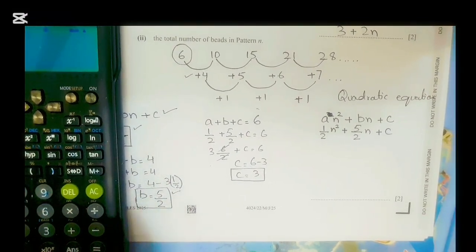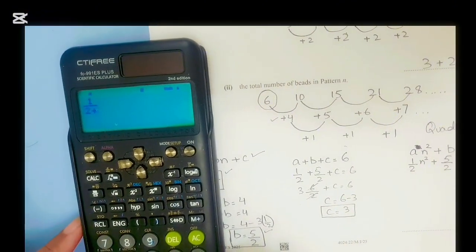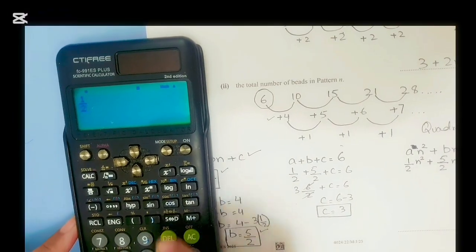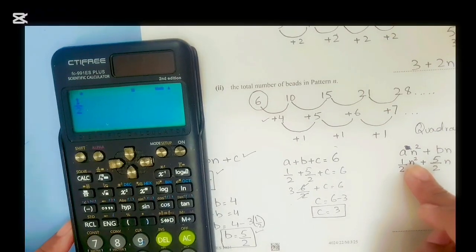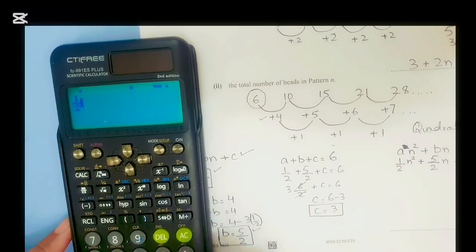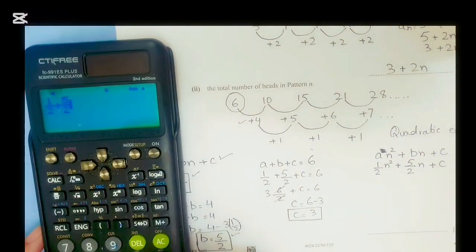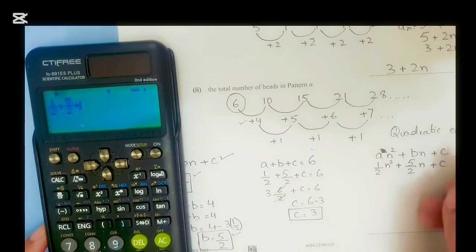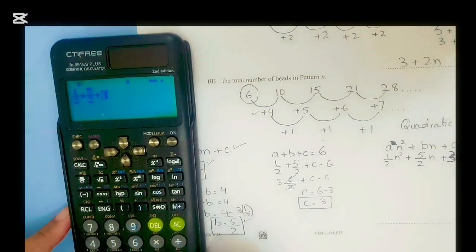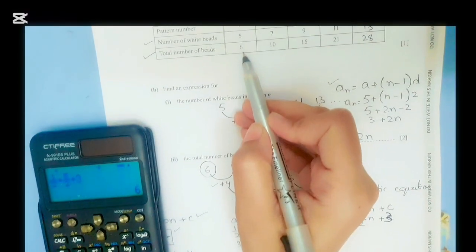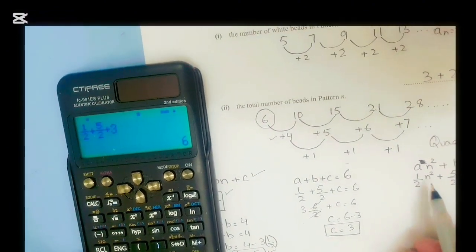So we can write 1 upon 2, plus, and I'm taking 1 upon 2, and plus, I'm taking 1, so 1 times 1 is, no need to write 1, plus 5 upon 2, again plus, and the value of c is 3, plus 3. So this is the first term. Now I am taking 2 in place of n. The second term we are going to check.